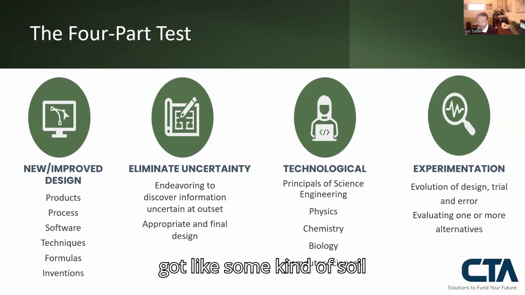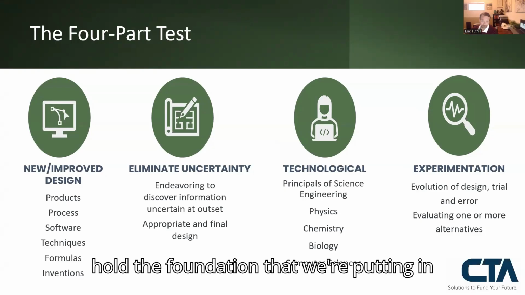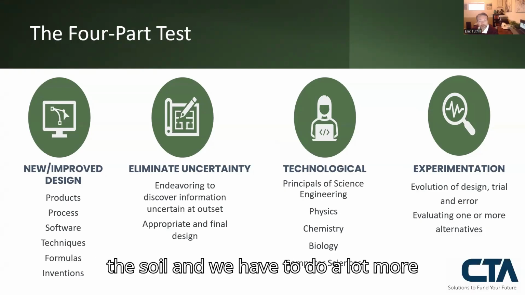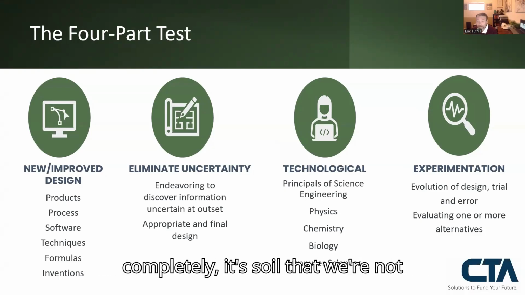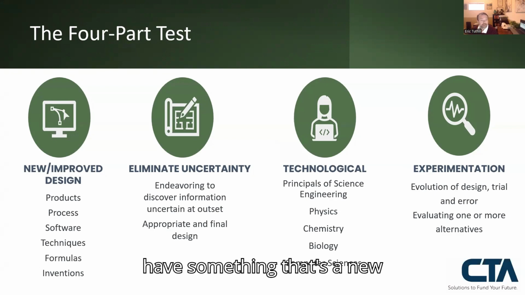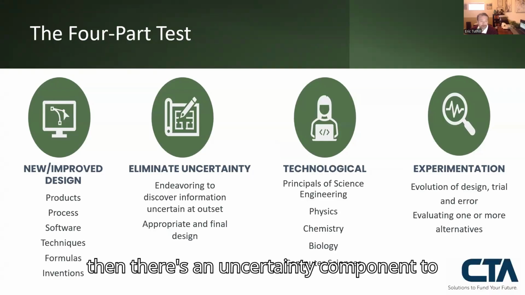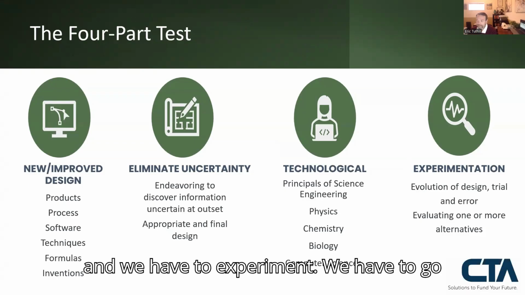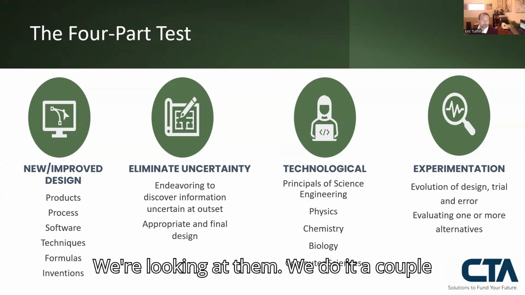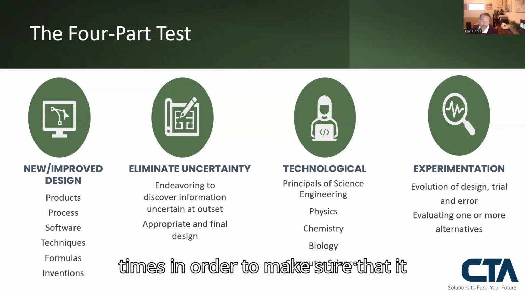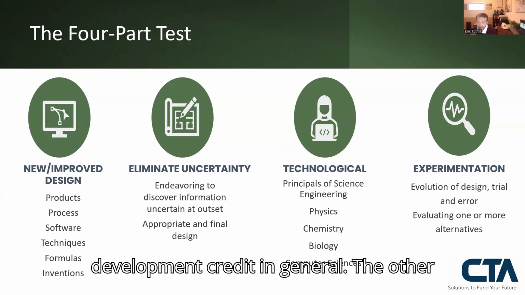But let's say we've got some kind of soil, and we don't know how well it's going to hold the foundation that we're putting in there. So we have to run an analysis on the soil, and we have to do a lot more nuanced understanding. Maybe it's soil that we're not familiar with. So we have a new design, and then there's an uncertainty component to what's in that soil. So we have to go out and experiment. We have to go through a process of experimentation where we're retrieving these samples, looking at them, and doing it a couple of times in order to make sure that it actually works. So that is part of the nuance of the research and development credit in general.